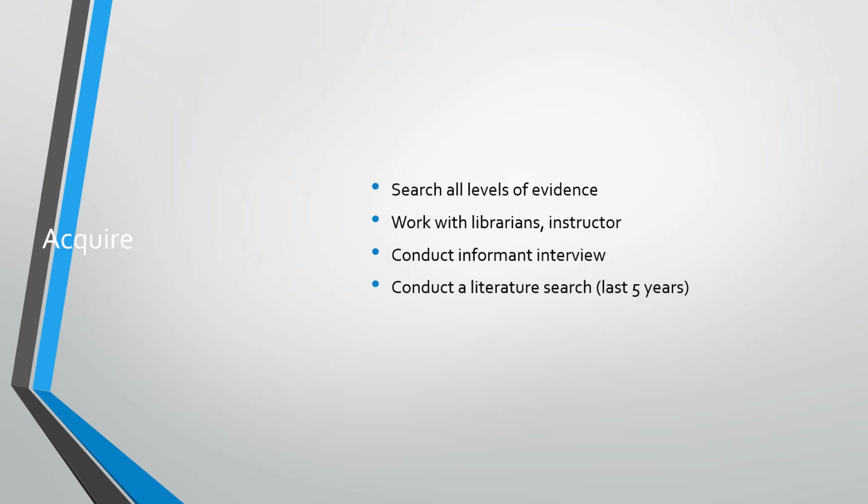Things that we can do or think about when we're working through Acquire are working with our librarian or community partners to identify credible data sources using all 5 levels of evidence, and identifying appropriate databases to search for keywords. We can conduct informant interviews. We can also conduct literature reviews and literature searches. We want to stick within the last 5 years when we do this.